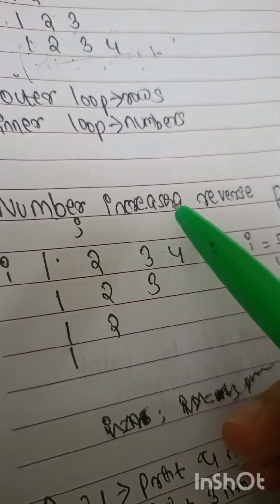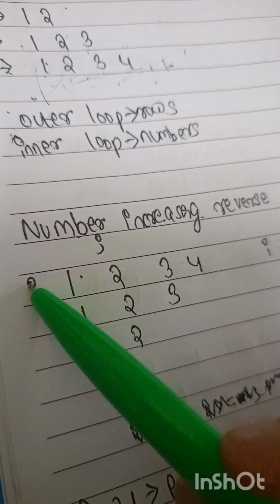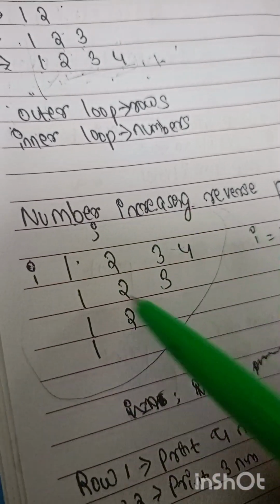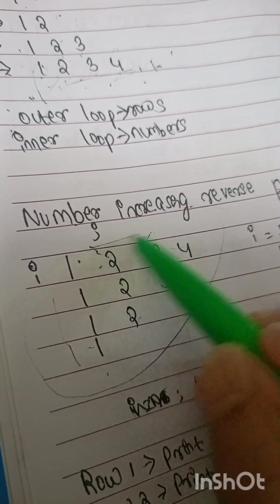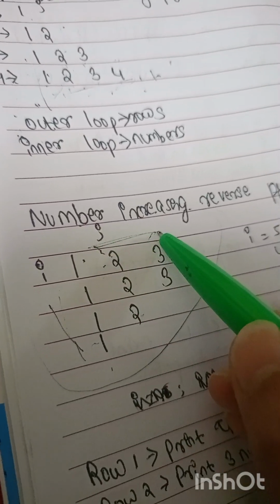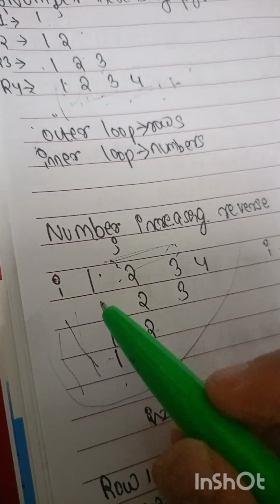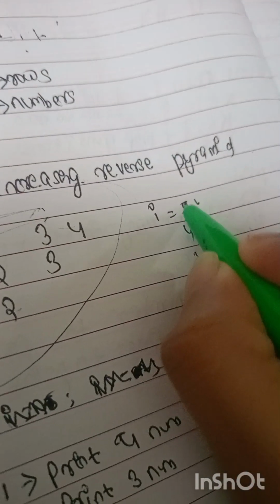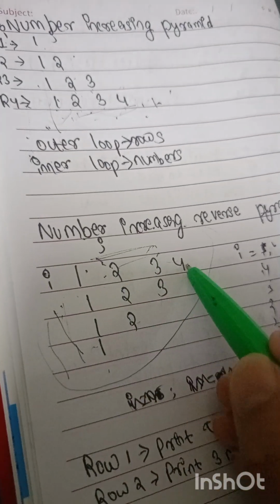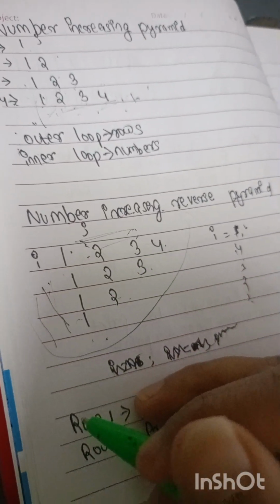Let's see our next pattern, the number increasing reverse pyramid. Here this is our code: 1 2 3 4, 1 2 3, 1 2, 1. So this is our i and this is our j. This is basically our row and this is our inner loop. This is the outer loop, this is the inner loop, right? So how is it working? It's working like 4 3 2 1, in a reverse increasing pyramid.